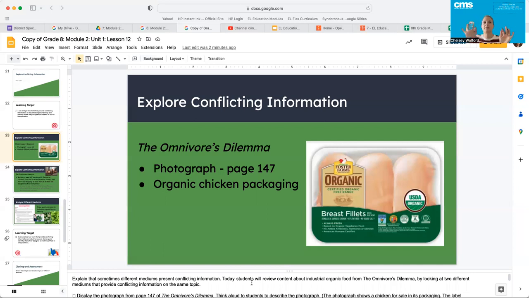Okay, now that you've seen some other images, compare and contrast them. Talk about how they're different. What does one portray versus the other? So have some discussion around the images that you found and how they portray conflicting information.